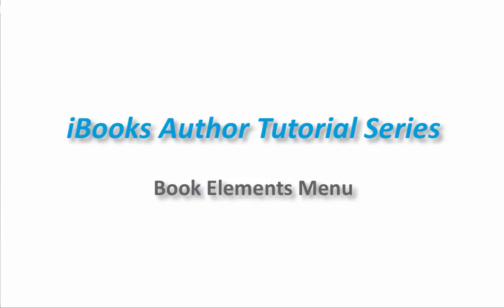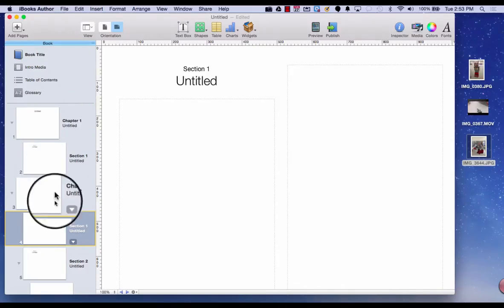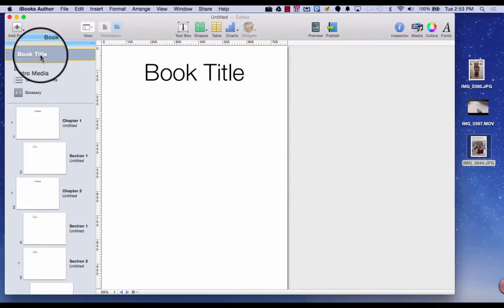In this video, I'm going to show you what's available in the Book Elements menu on the left side of your iBooks Author window. Starting at the top of the Book Elements menu is the Book Title option. Here you can create the cover of your iBook.